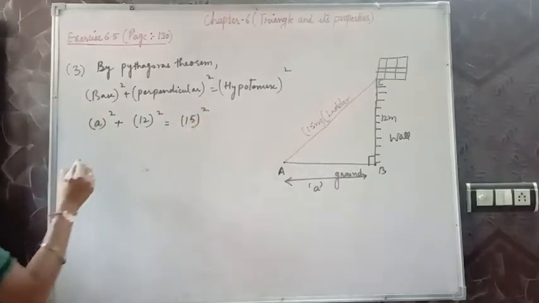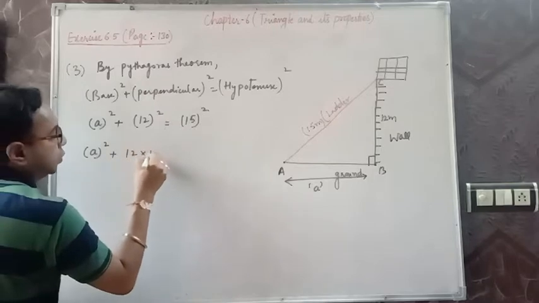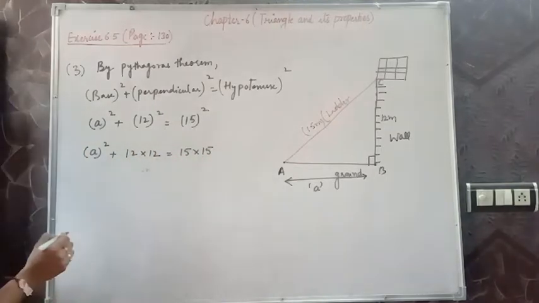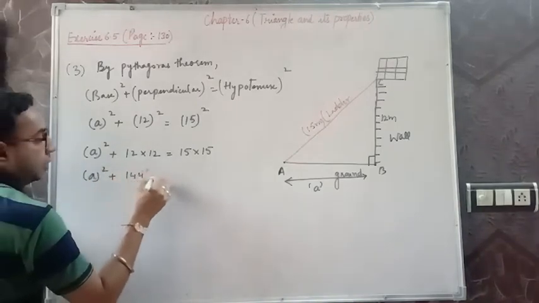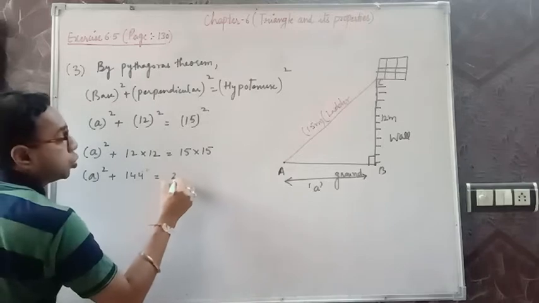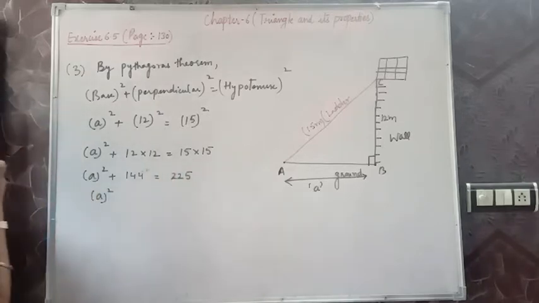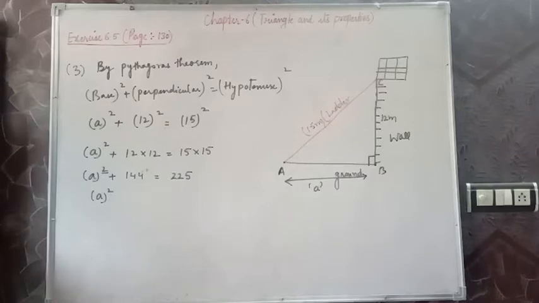Now A square as it is we will keep. 12 square means 12 into 12, and 15 square means 15 into 15. So A square. What is 12 into 12? It is 144. What is 15 into 15? It is 225 if you solve. Now we are getting an equation. Is it a linear equation? No, it is a non-linear equation because the power of the variable is 2. So it's not a linear equation, but we will solve it in the same method.